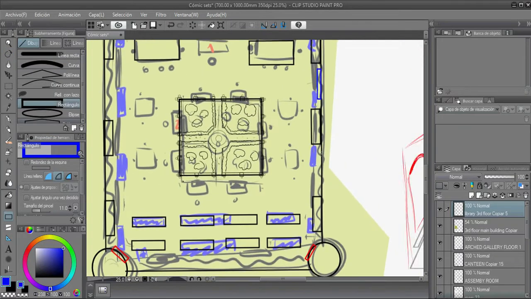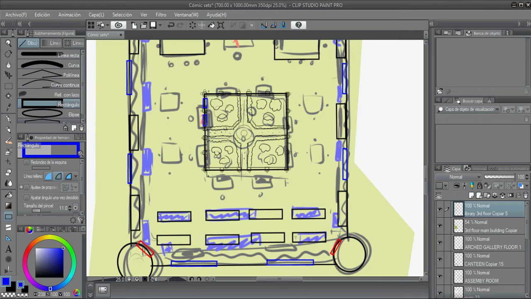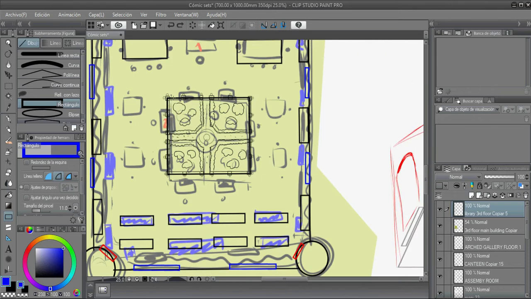So I think about two things. I think about the level of detail that I want to include, and I think about the level of realism that I want to portray. Let's go first into the level of realism.